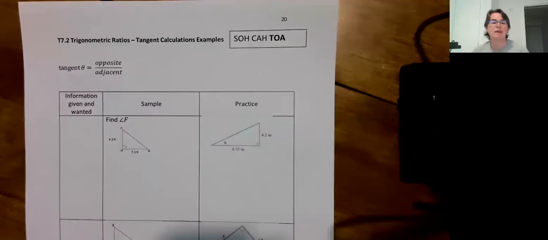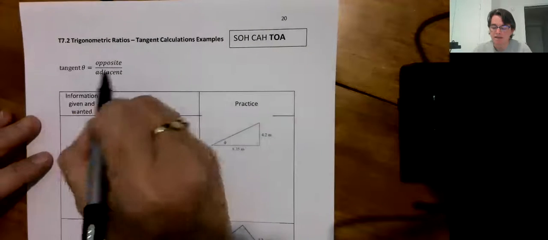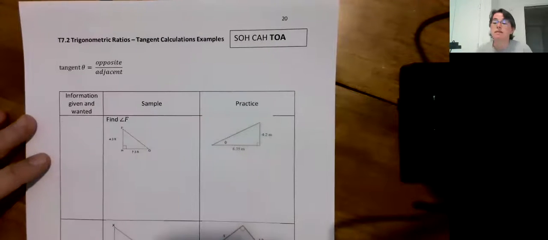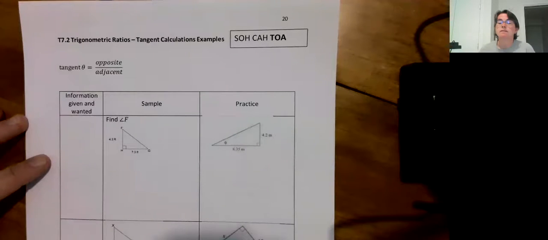Hi there, here's math video T 7.2, and we're talking about tangents. So we are now doing tangent is equal to opposite over adjacent. The last video did an introduction of how to use your calculator, and this one is about some calculations and what they would look like.